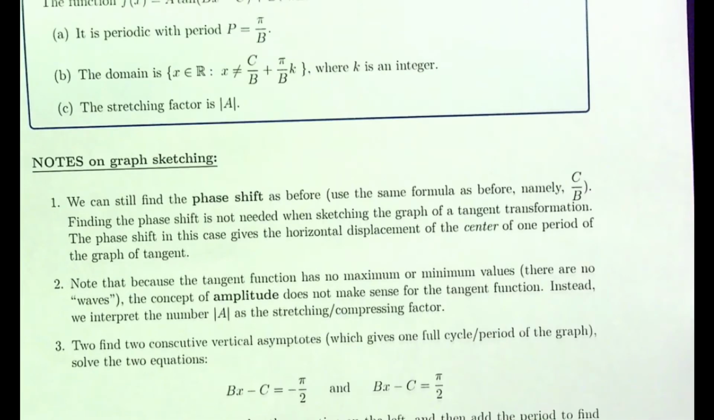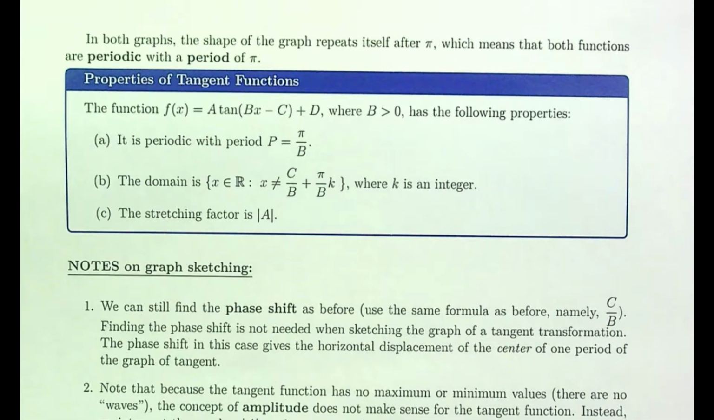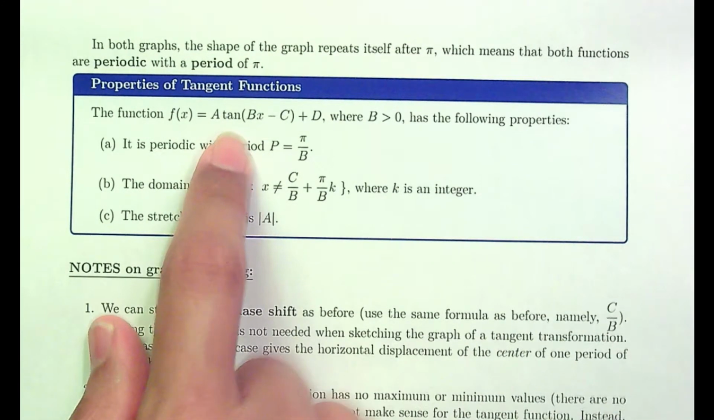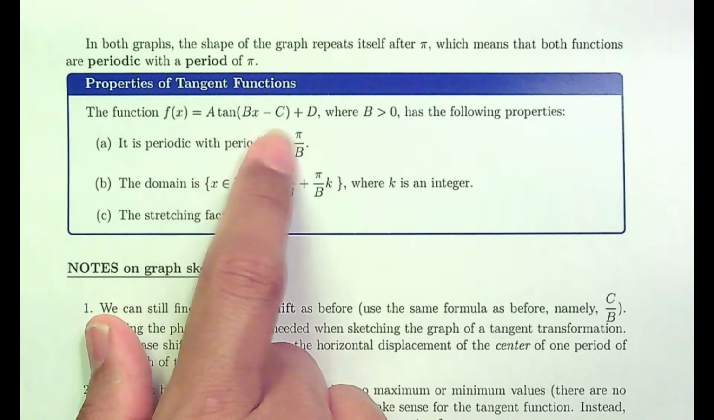All right, and before we give the first example, here are the basic properties of a transformation of a tangent function. We're going to start by drawing tangent functions. Then we're going to give an example of cotangent functions. And actually, you draw them exactly the same way, following the same procedure. Transformations of tangent functions look like this: A tangent of bx minus c plus d, so it's the same form as a sinusoidal function.